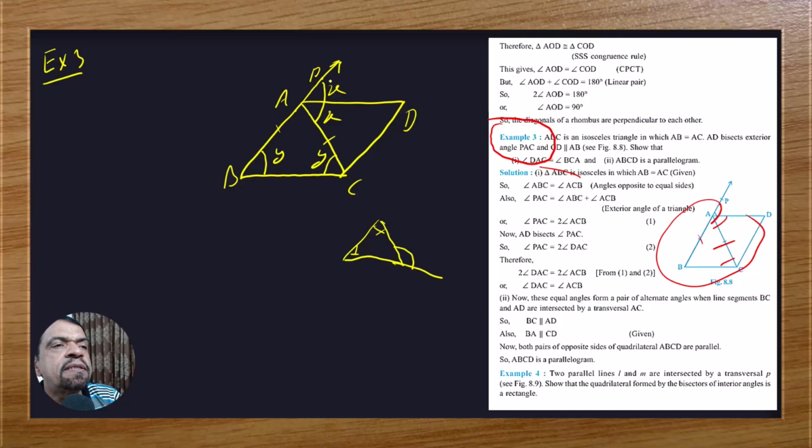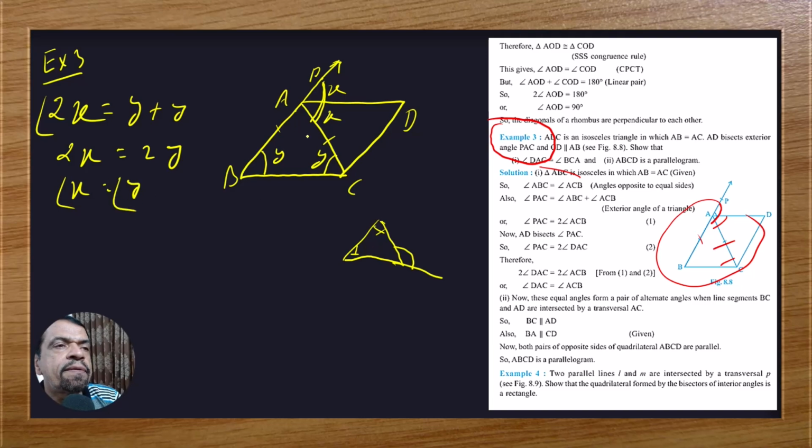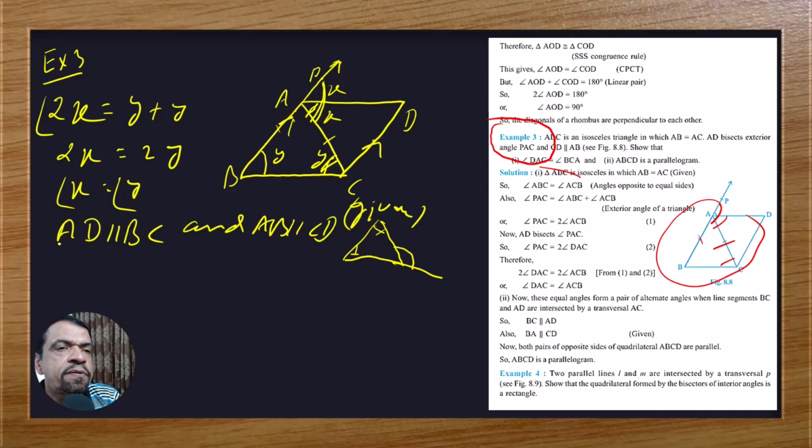So in the similar way, this angle PAC, I am writing directly, 2x is equal to the sum of the two interior angles, meaning y plus y. 2x is equal to 2y. So angle x is equal to angle y. So this x equals this y. Alternate angles. So alternate angles give us the result that AD is parallel to BC. And in the question it is given that AB is parallel to CD. So these two say that ABCD is a parallelogram.